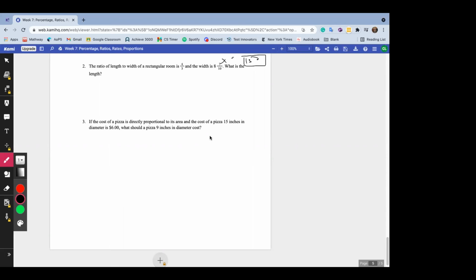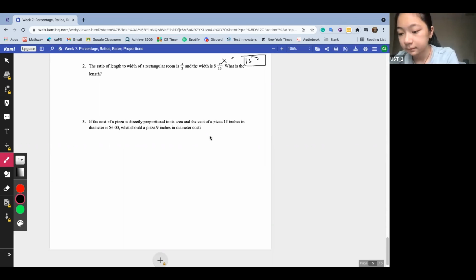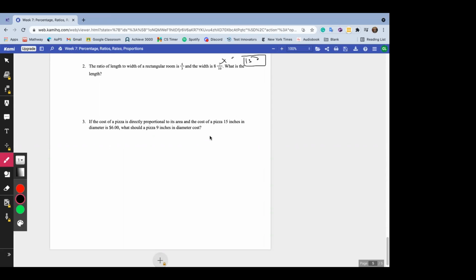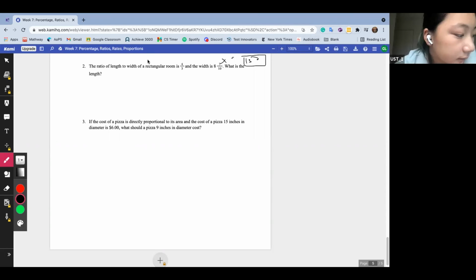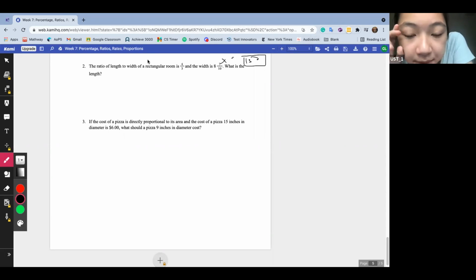I'm almost done. Okay. Can I leave it as an improper fraction? Yeah. Yeah, you got it right. You just didn't simplify it completely. So I'm going to explain it right now.